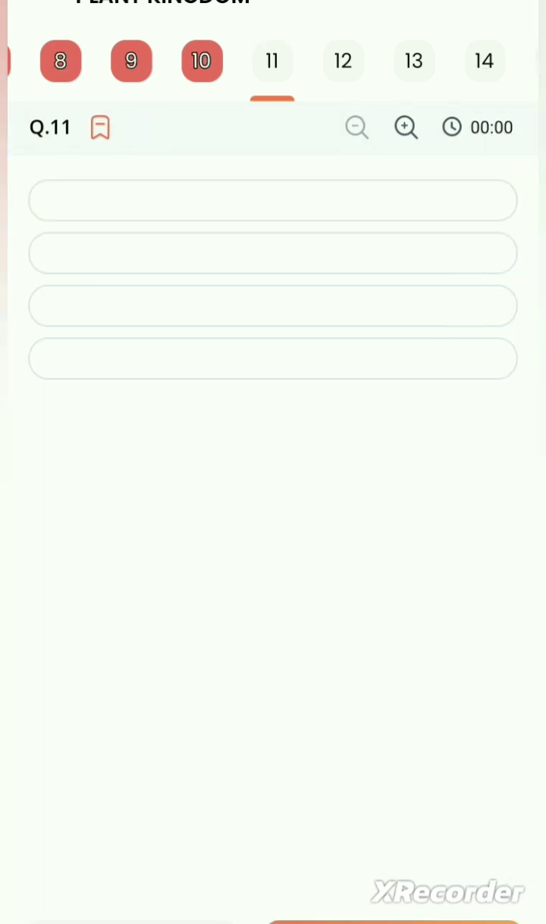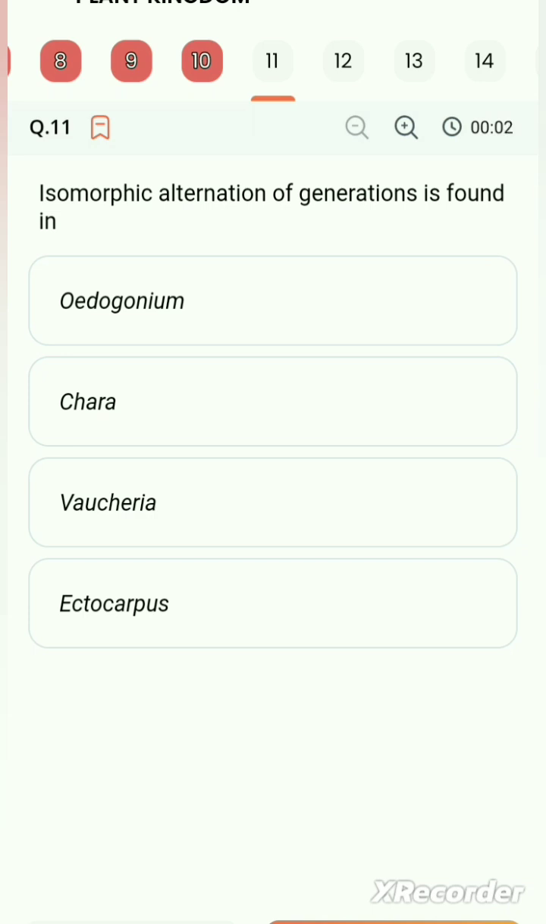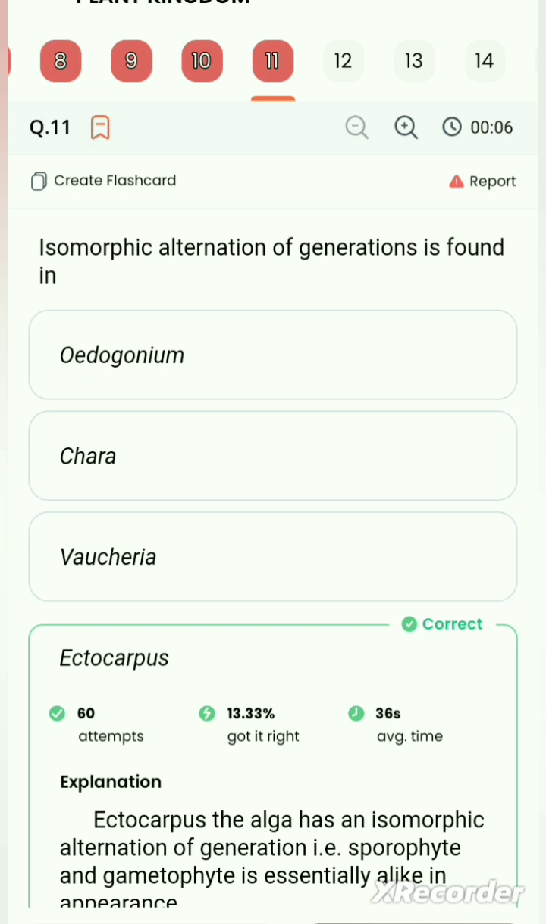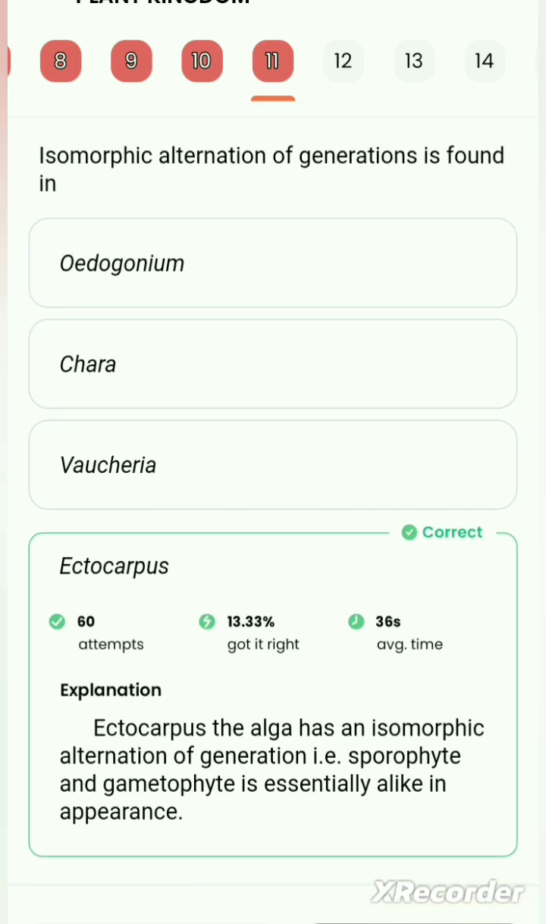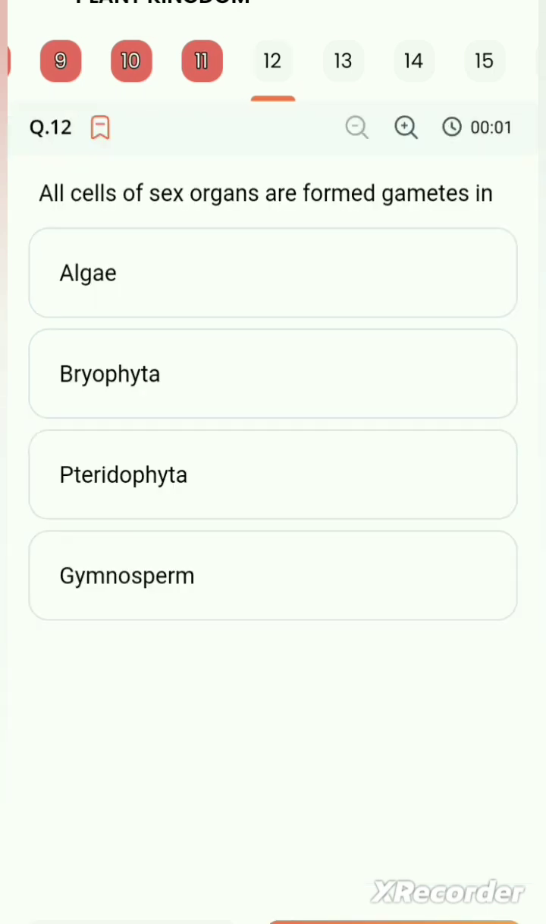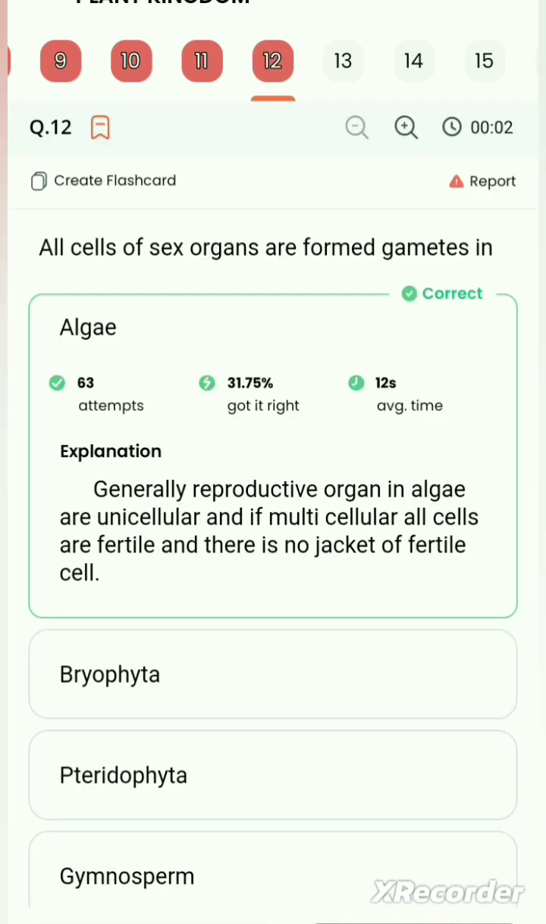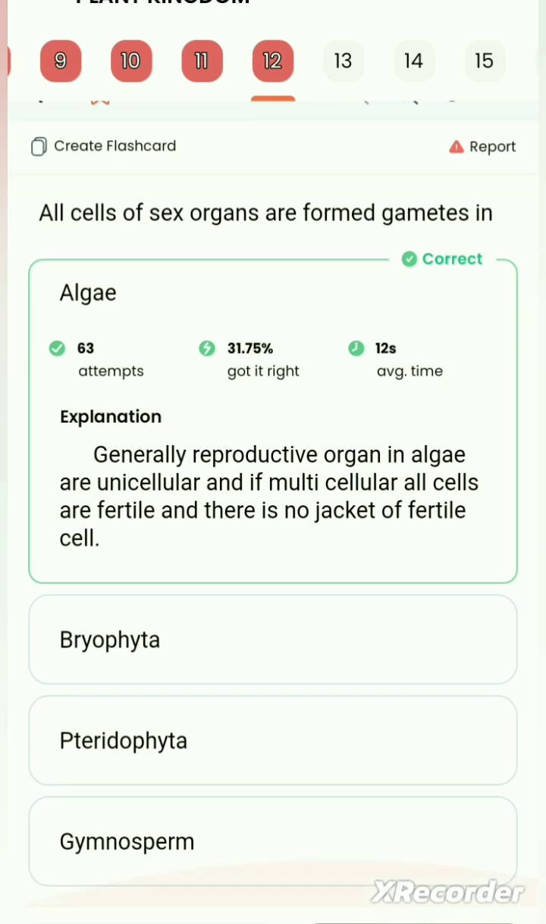Next question, question number 11, isomorphic alternation of generation is found in the alga Ectocarpus, which shows isomorphic alternation of generation, that is both the sporophyte and the gametophyte will appear alternately. Question number 12, all cells of sex organs form gametes in which algae?